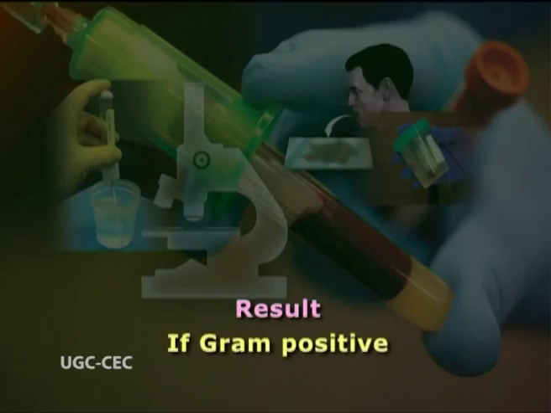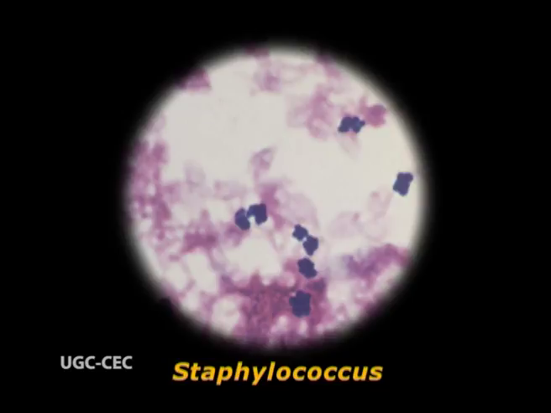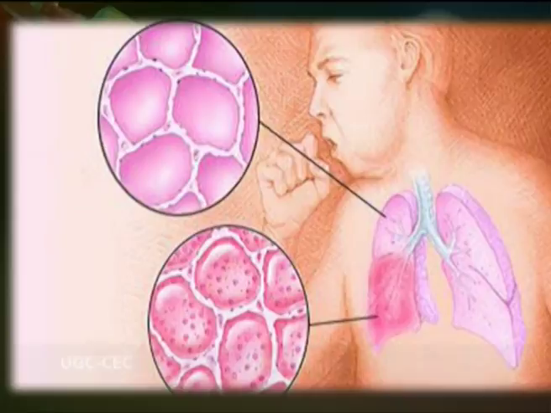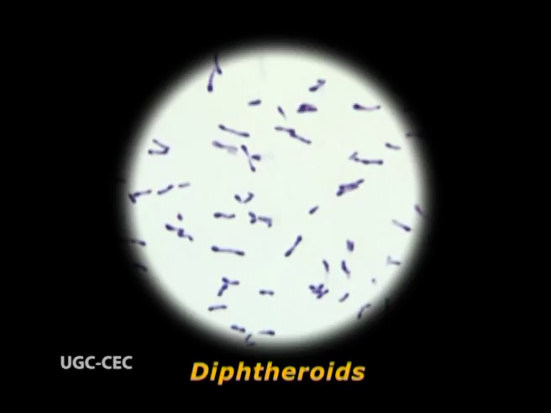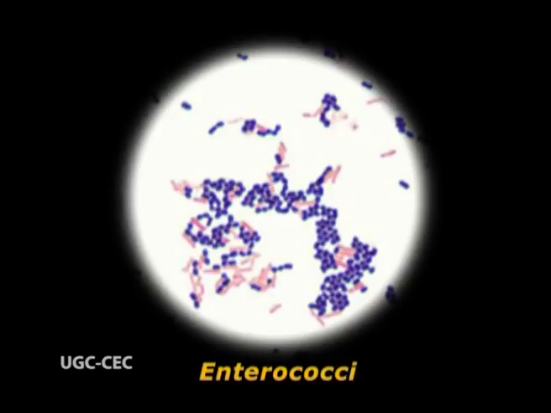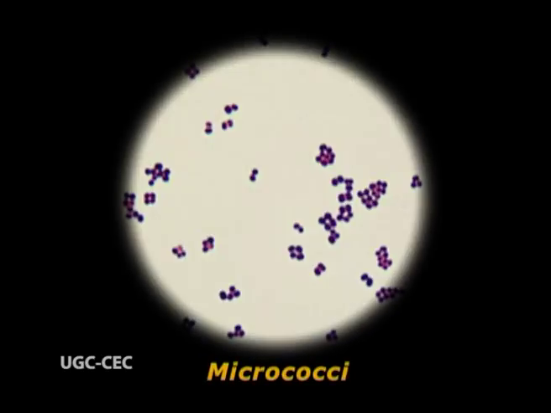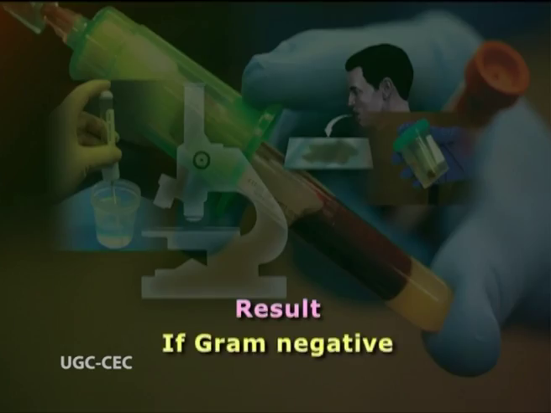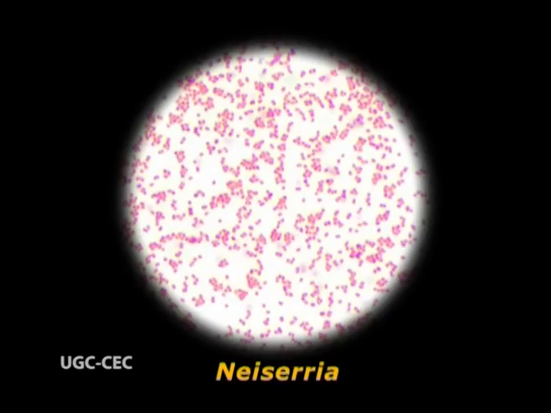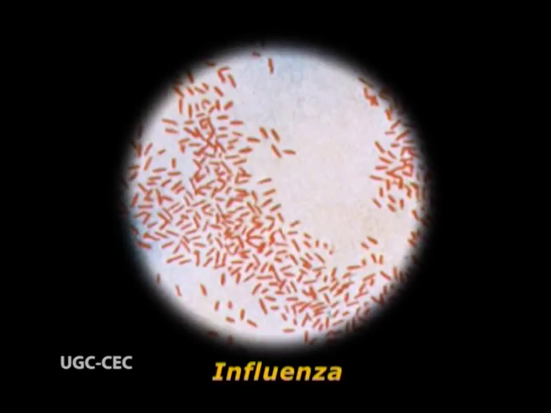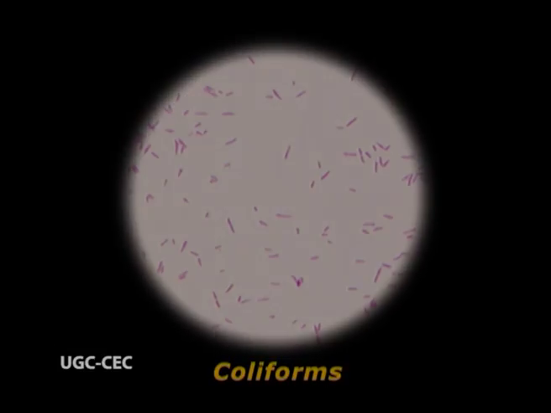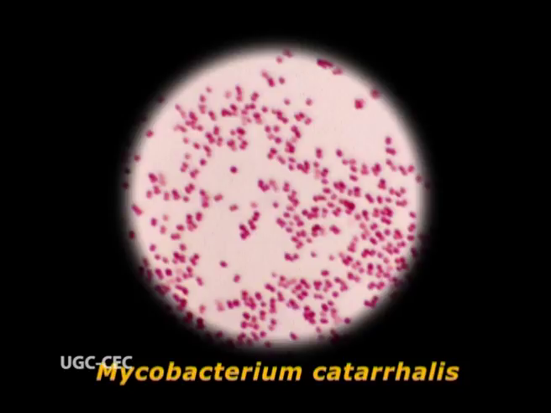If gram-positive bacteria are observed, it may be Staphylococcus epidermidis, Streptococcus viridans causing pneumonia, diphtheroids, Enterococci, Micrococci, Lactobacilli, and yeast, that is Candida. If gram-negative bacteria are observed, it may be Neisseria, influenzae, Fusobacterium, coliforms, and Moraxella catarrhalis.